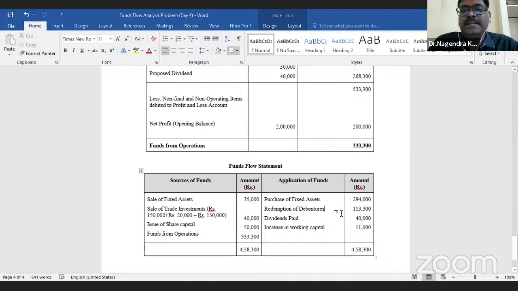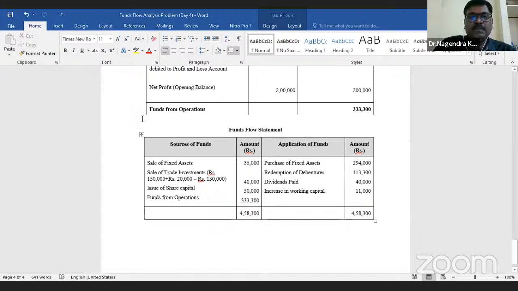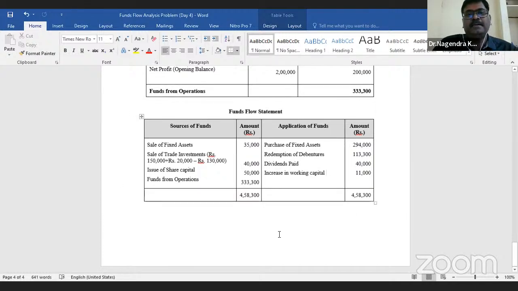And we redeemed 1,13,300 value of debentures during the year. And also we paid dividends during the year. Out of this, we have an increased amount of working capital. That means we invested in working capital also, 11,000. So with this, we will understand that this is the figure of funds flows that were generated during the year.